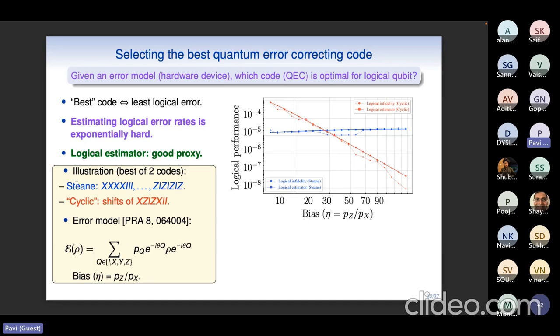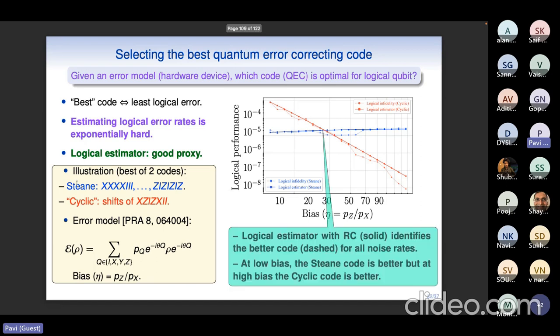Now, what we show is that this kind of a prediction can also come out with reasonable accuracy from the logical estimator, which is the solid lines. Because it predicts the logical error rate accurately, it also predicts this crossing point, which says this is the value of the bias or the noise rate above which one scheme is better than the other. So this is to highlight an important use of being able to predict the logical error rate, which is it can also compare two different schemes and tell you the optimal one for a specific noise setting.